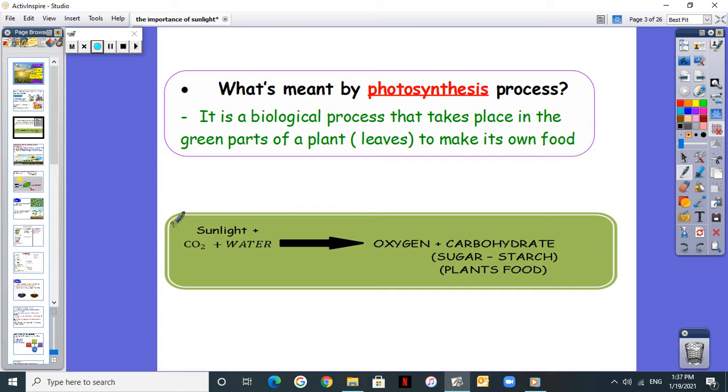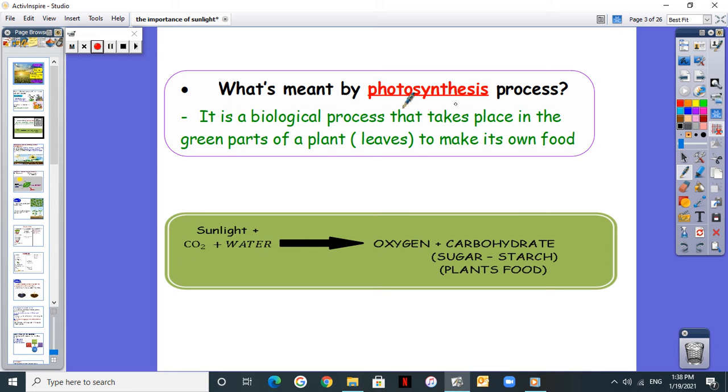What do plants need to carry out the photosynthesis process? Plants need or use water, sunlight and carbon dioxide gas. So plants need what? Water, sunlight, carbon dioxide. Again, Primary 4: water, sunlight, carbon dioxide. So to carry out the photosynthesis process, plants need water, sunlight, and carbon dioxide.